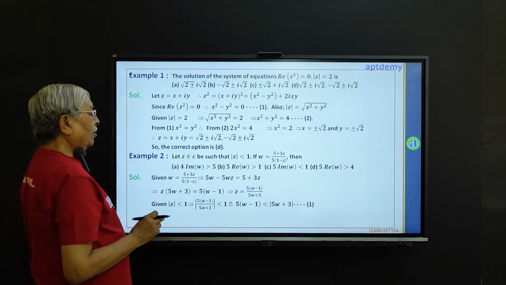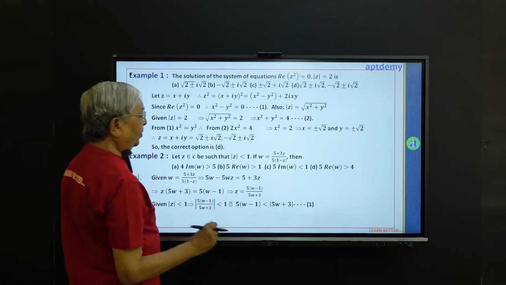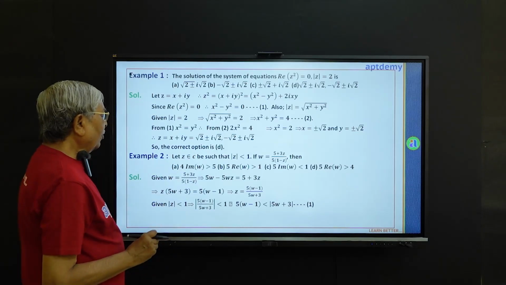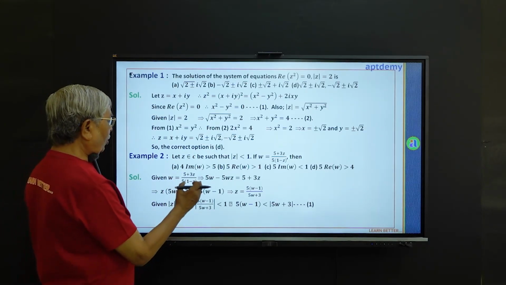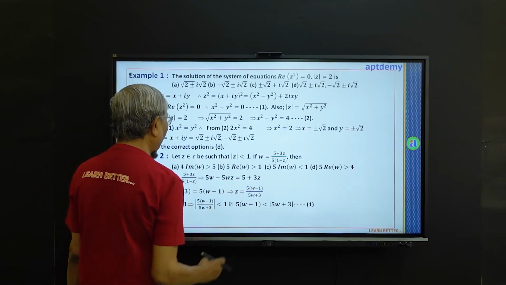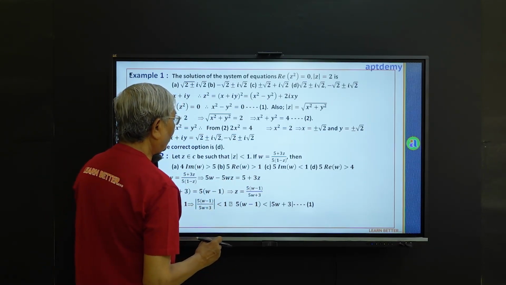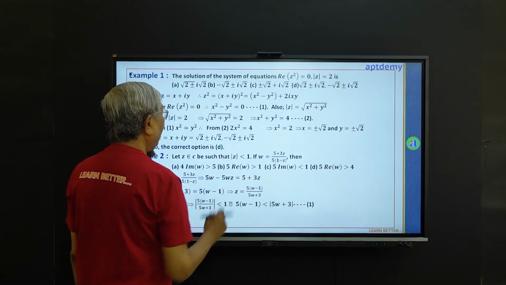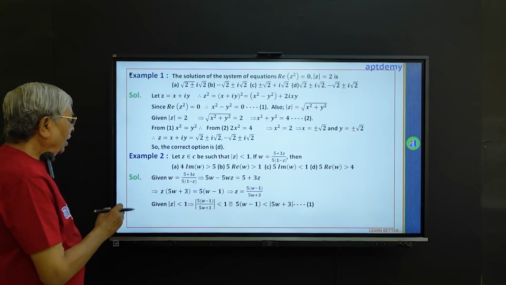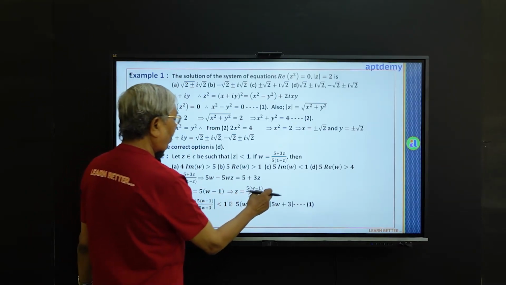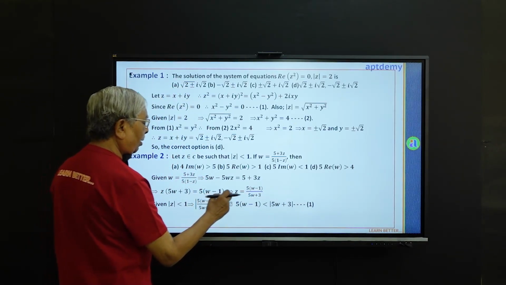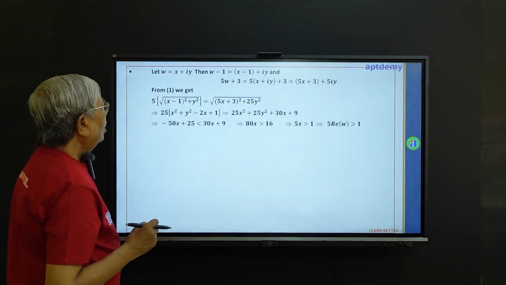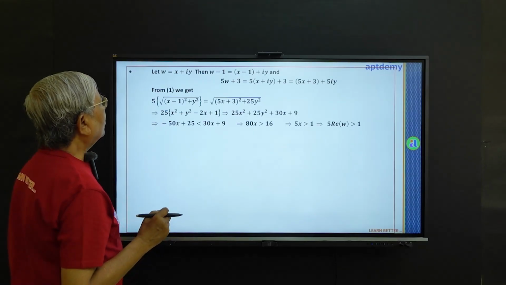So what are you given? You are given w is equal to 5 plus 3z by 5 into 1 minus z. After cross multiplication, we get z in terms of w: z is equal to 5w minus 1 by 5w plus 3. Why have you got z in terms of w? Because you are given mod z less than 1. So put here mod z less than 1. So this will imply that mod of 5w minus 1 is less than mod of 5w plus 3.